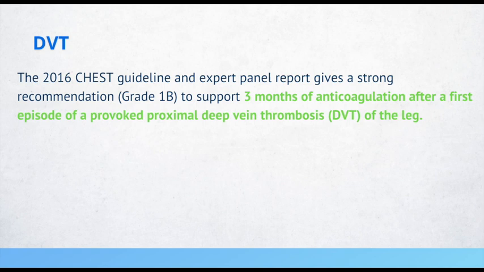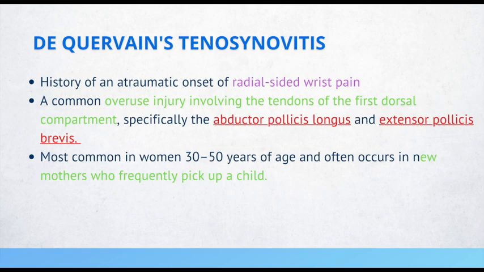So let's talk about De Quervain tenosynovitis. Patients with this condition have a history of an atraumatic onset of radial-sided wrist pain. It is a common overuse injury involving the tendons of the first dorsal compartment, specifically the abductor pollicis longus and extensor pollicis brevis. It's most common in women 30 to 50 years of age and often occurs in new mothers who frequently pick up a child.